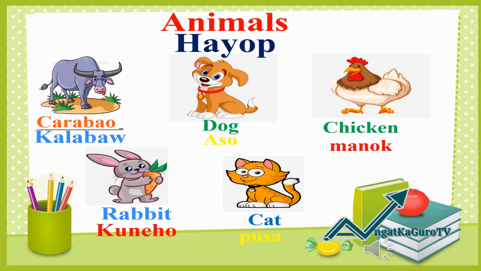Examples of a name of animals o hayop: carabao, kalabaw, dog, aso, chicken, manok, rabbit, kuneho, cat, pusa.